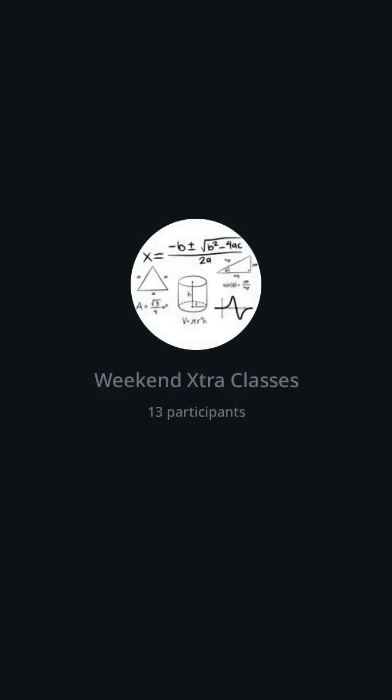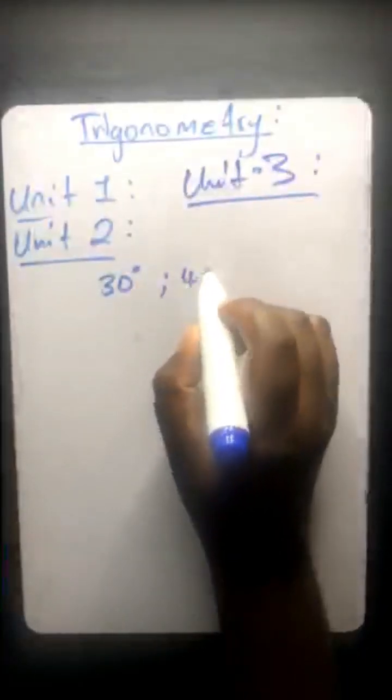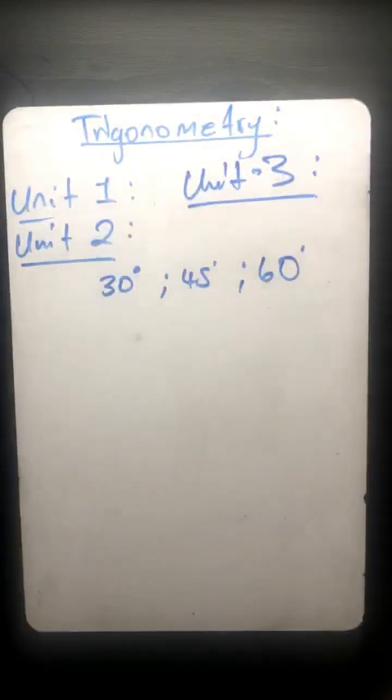Very quickly, let me take you through what we discussed under unit number 3. Let me maybe write it there. Under unit number 3, this is what we discussed, the special angles. The moment the examiner says special angle, you remember 30 degrees, 45 degrees, and 60 degrees. For now, we discussed only those.